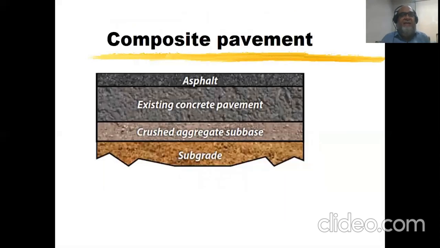Then, as I explained, the composite pavement is an existing concrete that we have overlaid with asphalt pavement. Mainly, you can see when the concrete pavement needs repair, we do it with asphalt to save some cost.